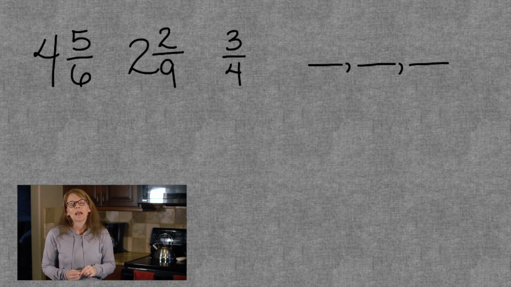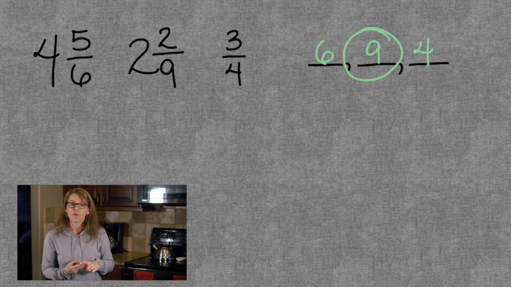I will write the denominators to the side here: 6, 9, 4. Circle the biggest number. I can handle this step, right? Circle the 9 right here. Next step, do the other numbers. 6 and 4 go in evenly to 9. Nope, we've got to keep going.